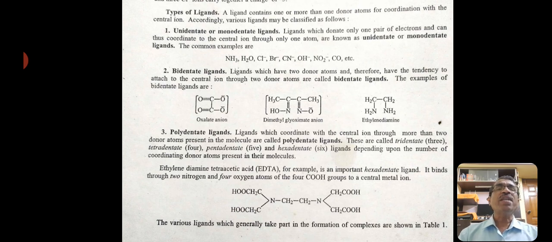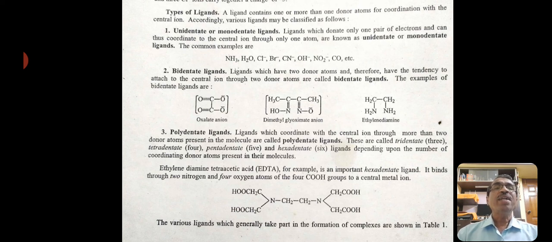As I have said, a ligand is one which donates a lone pair of electrons to the central metal ion. If the ligand donates only one lone pair of electrons, it is called a monodentate or unidentate ligand. Examples: ammonia, water, chloride ion, bromide ion, cyanide ion, hydroxyl ion and nitrite ion. Even carbon monoxide acts as a monodentate ligand.